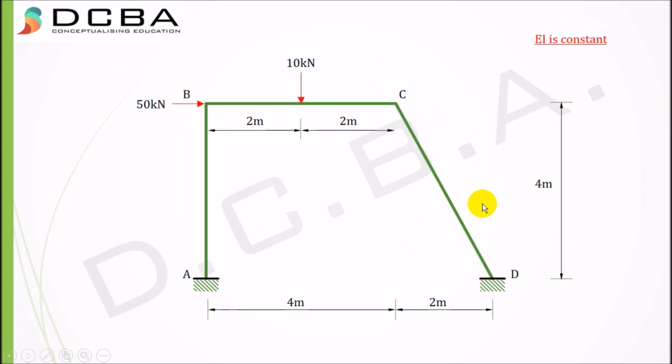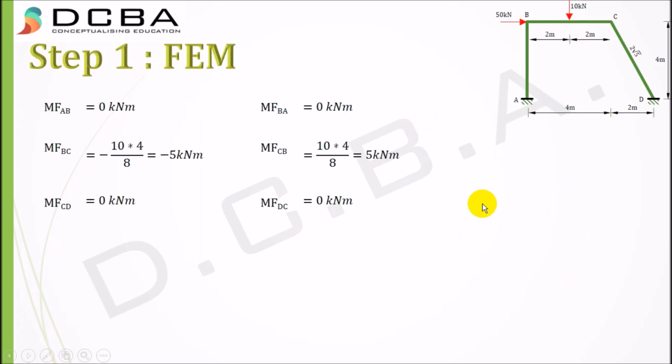As we know, the first step is always finding the fixed end moments, and by looking at the structure we only have this load which is acting on the beam, and that is why we only have MFBC and MFCB as the fixed end moments. The MFBC is minus 10 into 4 by 8, that is minus WL by 8, and minus because it's anti-clockwise, and anti-clockwise is negative as per my sign convention here, and clockwise would be positive. So 0, 0, minus 5, plus 5, 0, 0. This is the basic finding of fixed end moments.